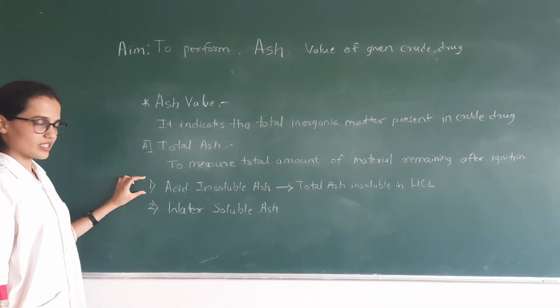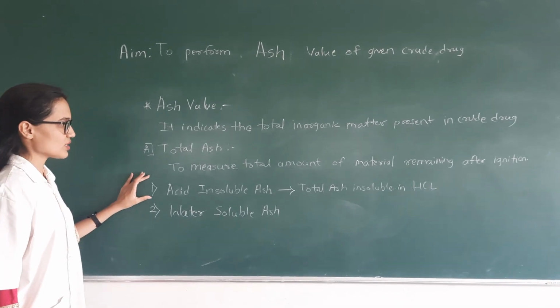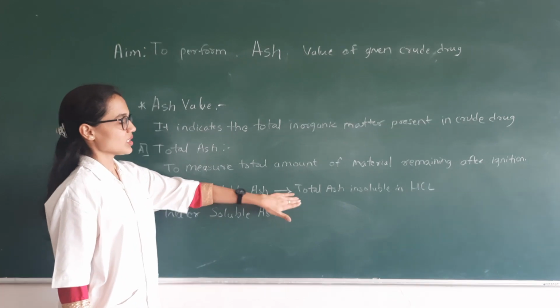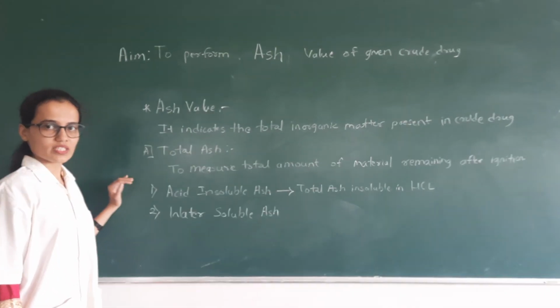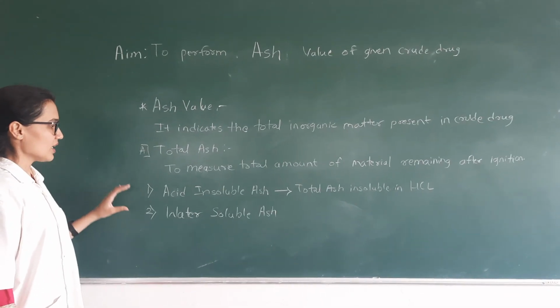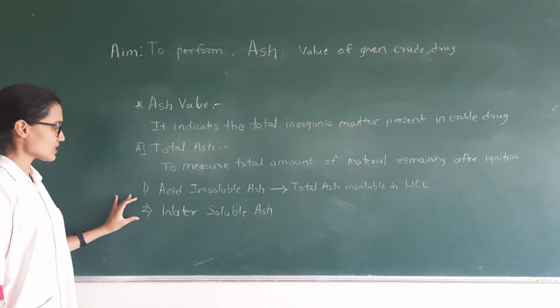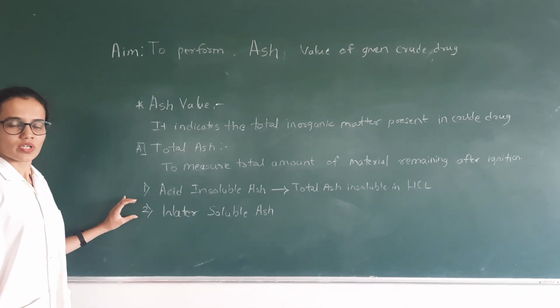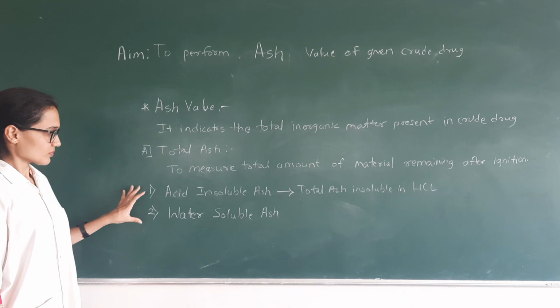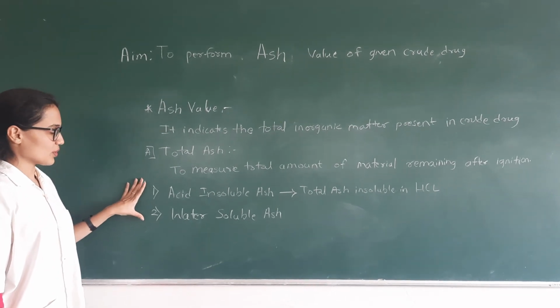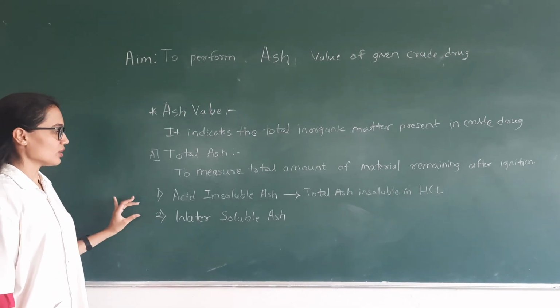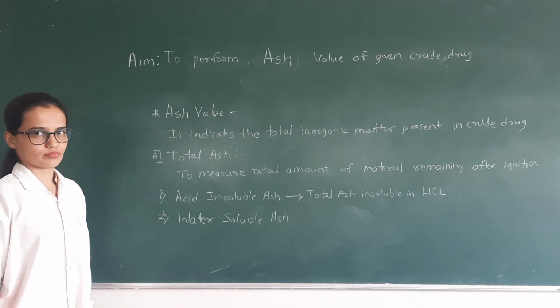First, for acid insoluble ash, the total ash insoluble in HCl, that is hydrochloric acid, is determined. And in water soluble ash, the type of adulteration is found out. So these ash values are performed, that is acid insoluble ash and water soluble ash.